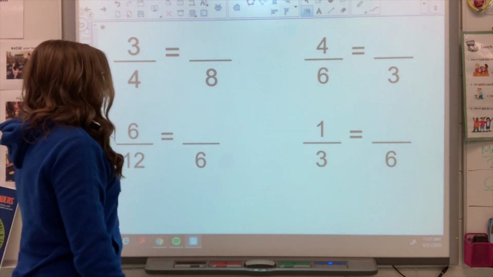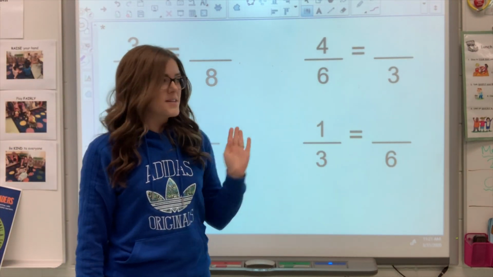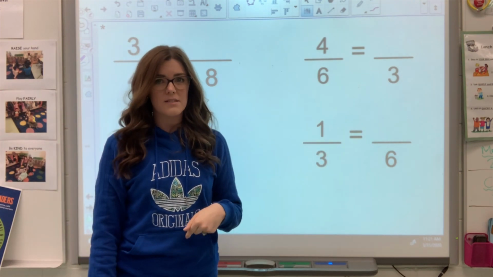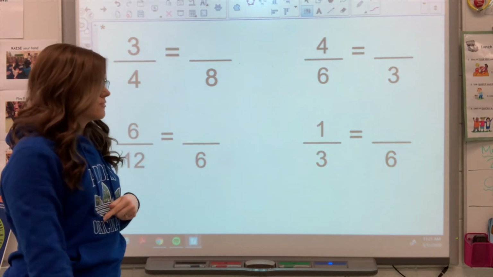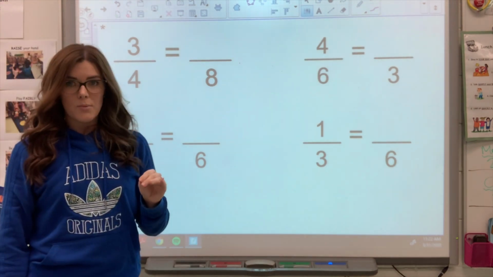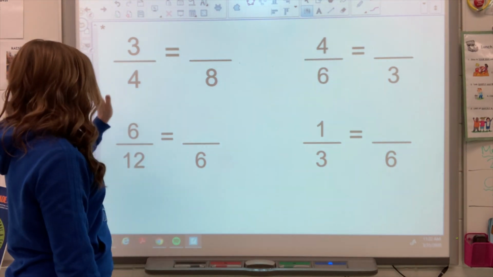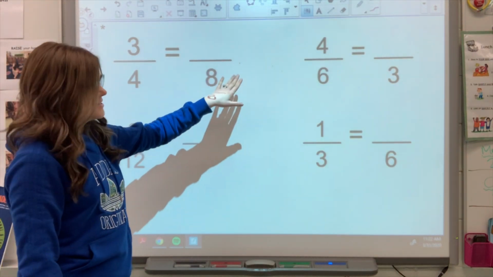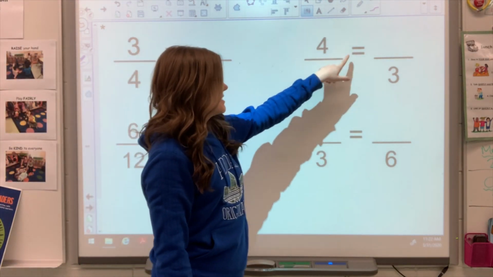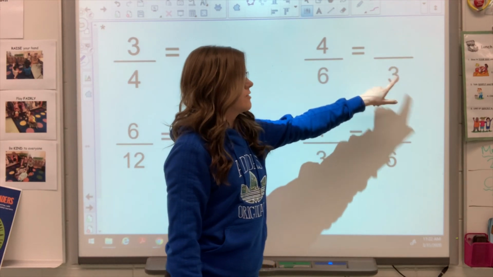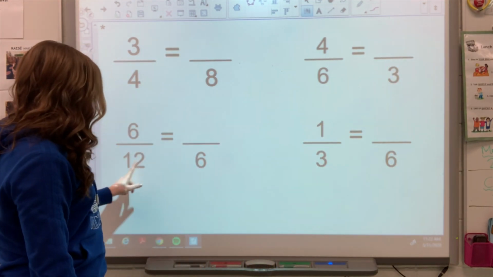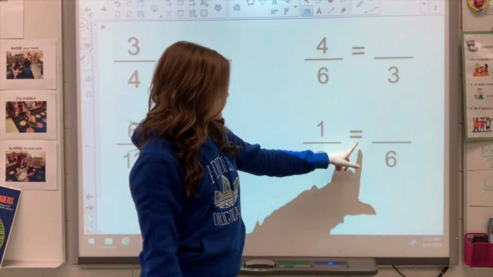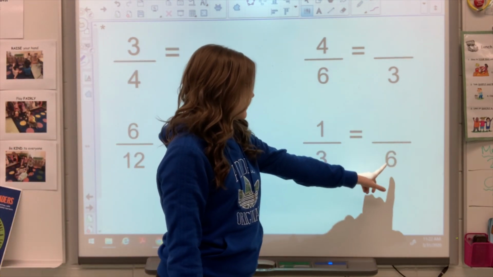Now, I want you guys to try at home. So this time, we don't have our fraction bars. We're just going to rely on multiplication and division to get our equivalent fractions. So on your whiteboards at home, I want you to write down 3/4 is equal to what over 8? 4/6 is equal to what over 3? 6/12 is equal to what over 6? And 1/3 is equal to what over 6?